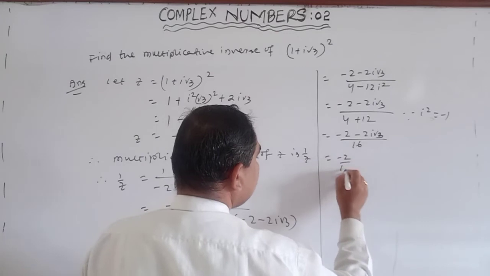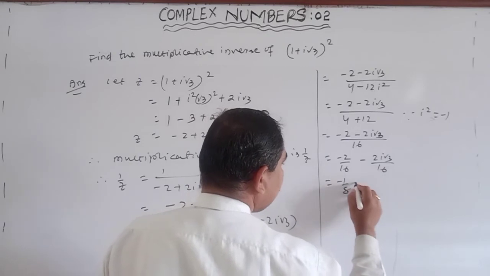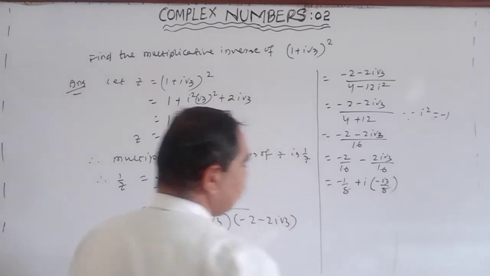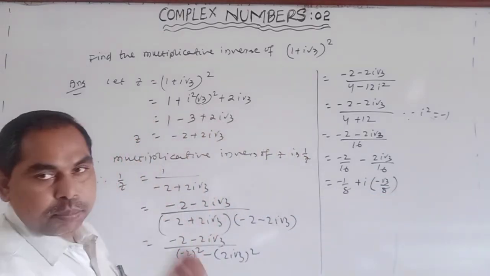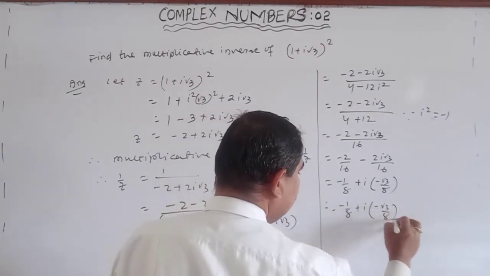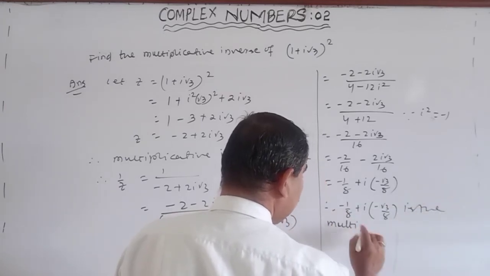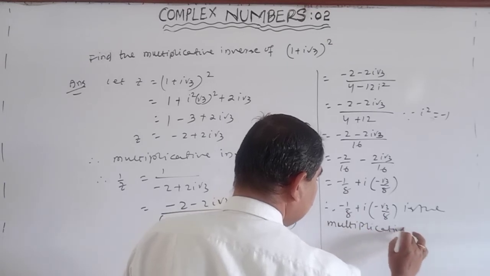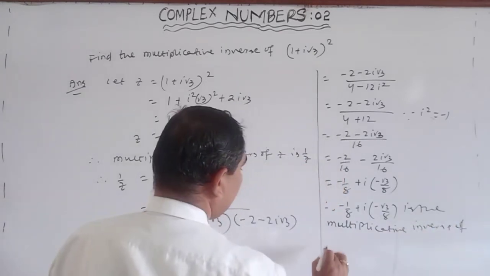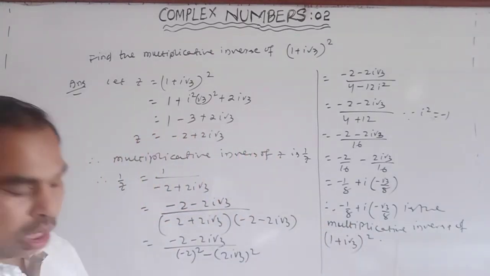So minus 2 by 16 minus 2i root 3 by 16 is equal to minus 1 by 8 plus i into minus root 3 by 8. So this is x plus iy form. Therefore minus 1 by 8 plus i into minus root 3 by 8 is the multiplicative inverse of 1 plus i root 3 whole square.